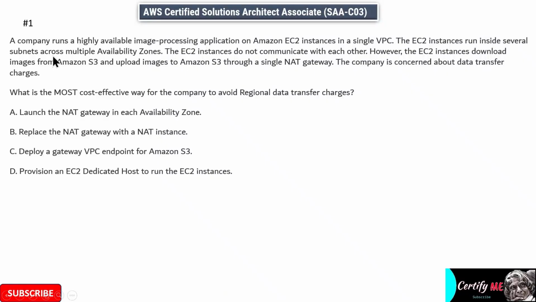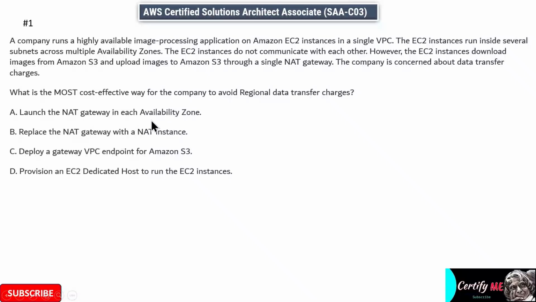Our first question is, a company runs a highly available image processing application on Amazon EC2 instances in a single VPC. The EC2 instances run inside several subnets across multiple availability zones. The EC2 instances do not communicate with each other. However, the EC2 instances download images from Amazon S3 and upload images to Amazon S3 through a single NAT gateway. The company is concerned about data transfer charges. What is the most cost effective way for the company to avoid regional data transfer charges?